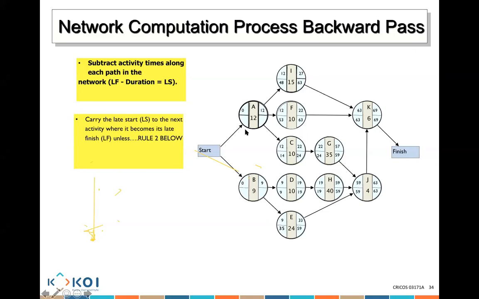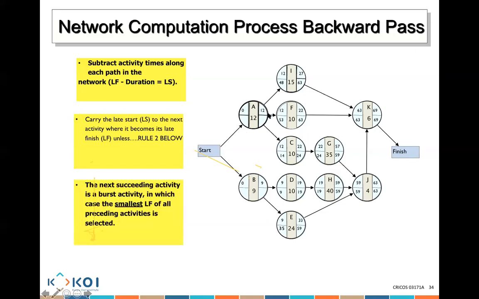Now let's go to activity A, because that's important. Unless the activity before it is a burst activity. So A, there are 3 activities bursting from it. Because it's a burst activity, we will use the smallest latest finish time. So there's a latest finish of 48, a latest finish of 53 and a latest finish of 14. Which one is the smallest? 14.